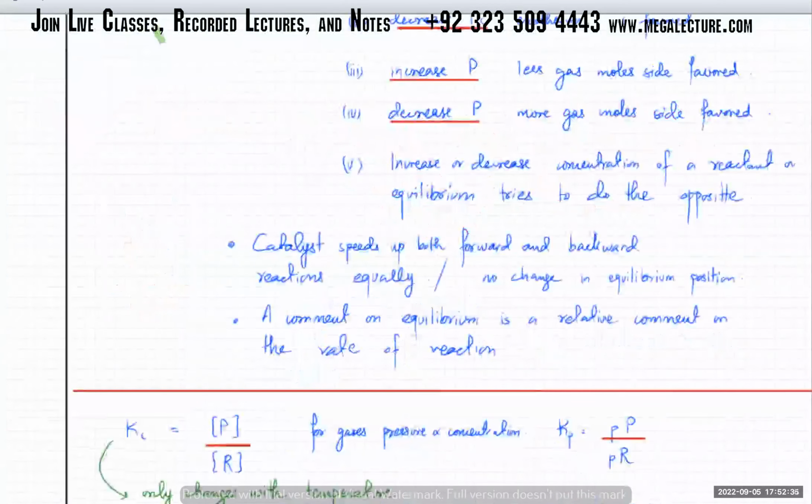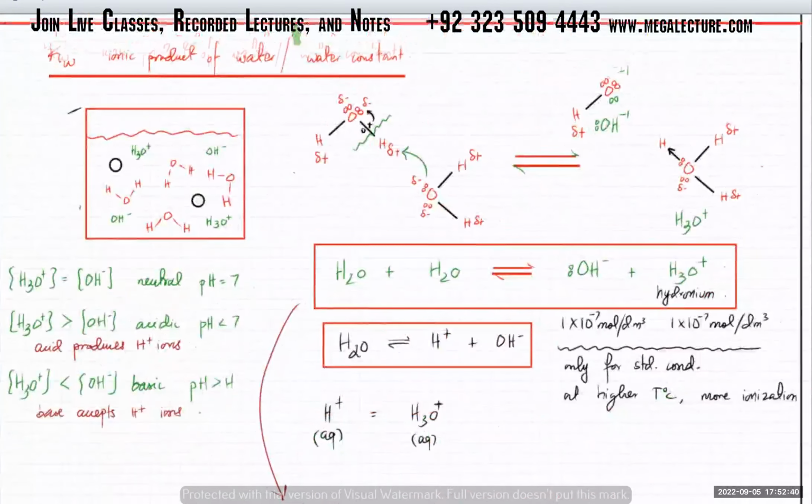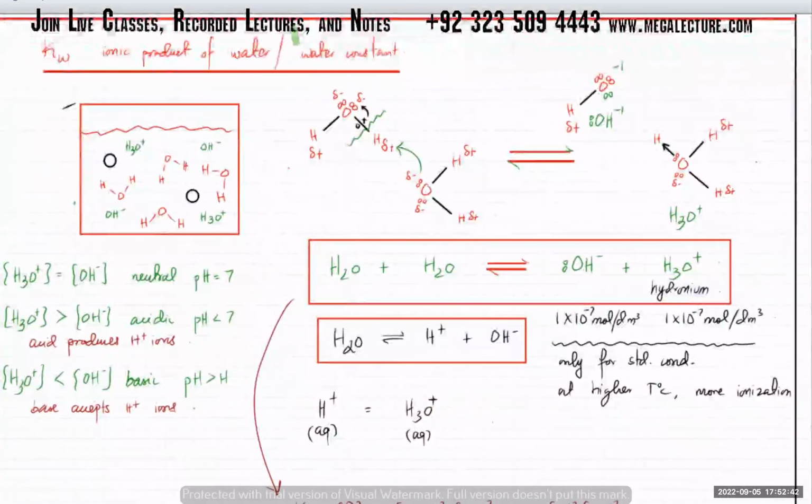AS, KC, KP, right? And then we did this part last time. I told you there's a thing called KW, which is just KC for a very specific reaction. It's an equilibrium constant for a very specific scenario. The scenario was that everything is happening in water, and water ionizes a little bit, a very tiny amount of water ionizes, and it produces two ions. One is OH minus, the other one is H3O plus.